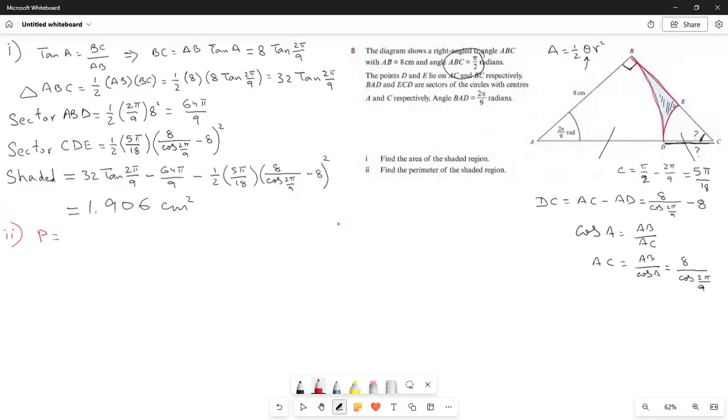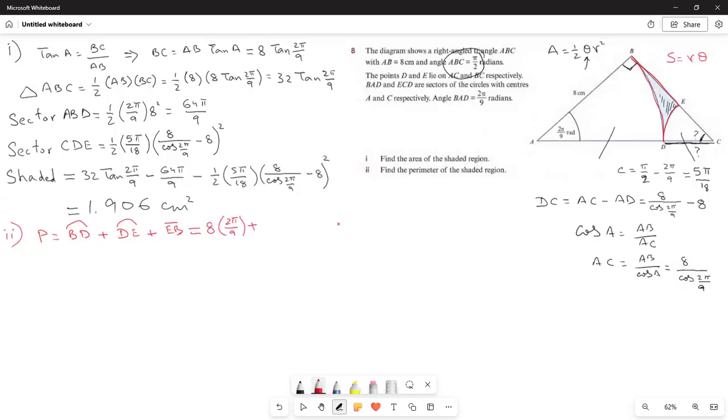One is the BD arc, plus the DE arc, and plus the EB straight line. Okay. Now, how do I find this BD arc length? Remember, arc length is s equal to r theta and theta is in radians. Okay, so for the BD arc length, my radius is 8 and the angle is 2 pi by 9.